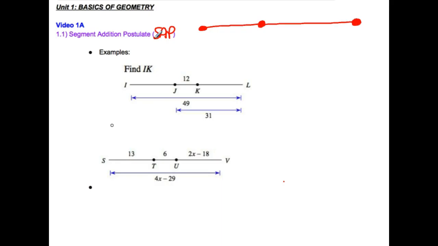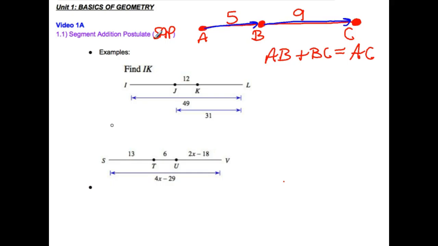Basically, it says that if it takes you 5 miles to get from A to B, in which case AB would be 5, and then it takes you 9 miles to get from B to C, so B to C would be 9, then the entire distance from A to C is, not very earth-shattering, pretty obvious: 5 plus 9 equals the whole way across.